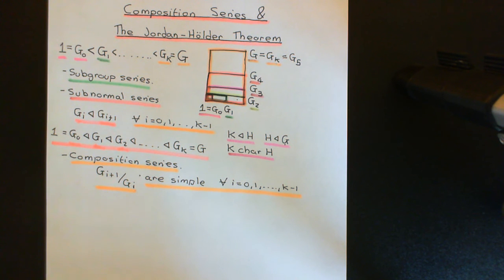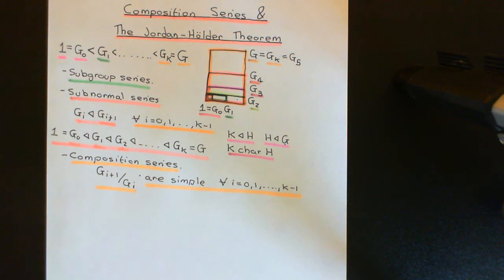So let's just give a bit of interpretation as to what this actually means. Why is that important? Why should we care? Well, let's just recite what the definition of a simple group is. A simple group, remember, is one where the only normal subgroups are the trivial subgroup and the improper subgroup.